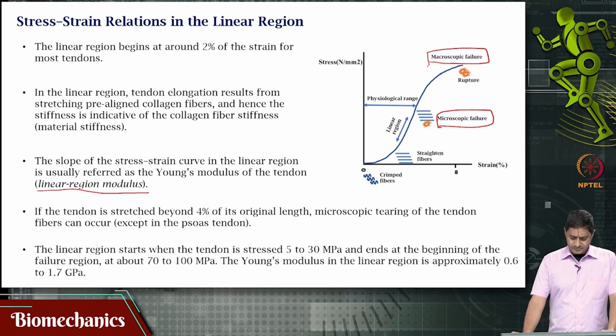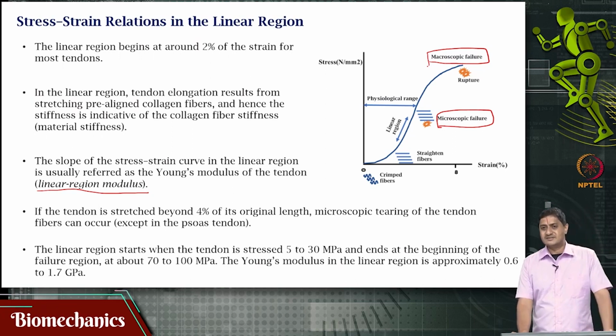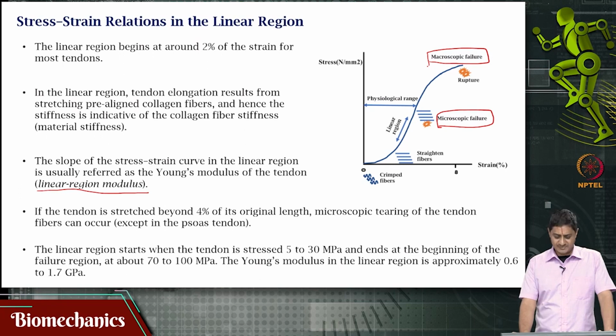So, the linear region starts when a tendon is stressed between 5 and 30 megapascals, and it ends at the beginning of the microscopic failure region, at about 70 to 100 megapascals. The Young's modulus varies between tendons in this region, in the range of 0.6 to 1.7 gigapascals. This is the Young's modulus within the linear region.